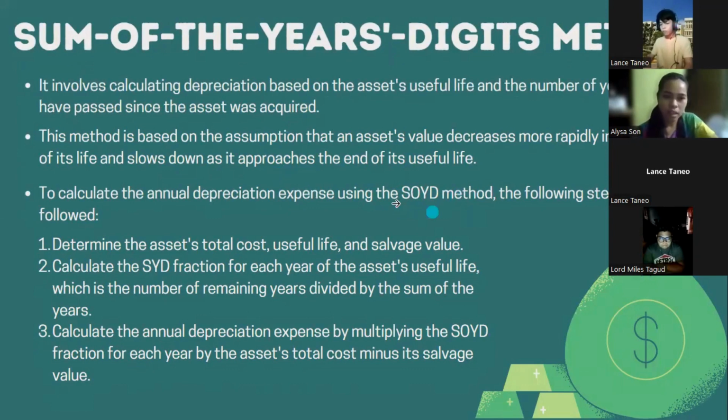To calculate annual depreciation expense using the SOYD method, the following steps are typically followed. First, determine the asset's total cost, useful life, and salvage value. Second, calculate the SYD fraction for each year of the asset's useful life, which is the number of remaining years divided by the sum of the years. Third, calculate the annual depreciation expense by multiplying the SOYD fraction for each year by the asset's total cost minus its salvage value.